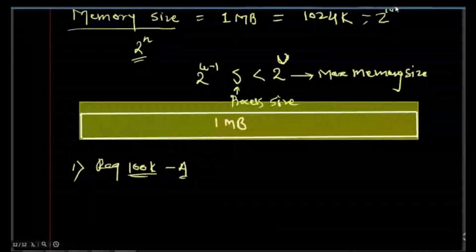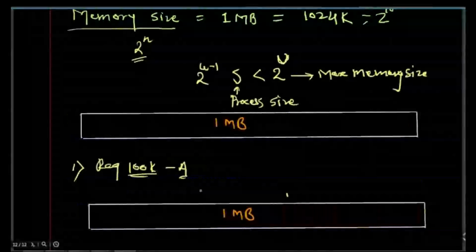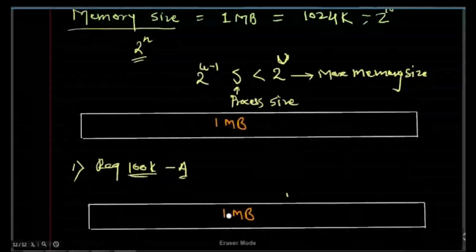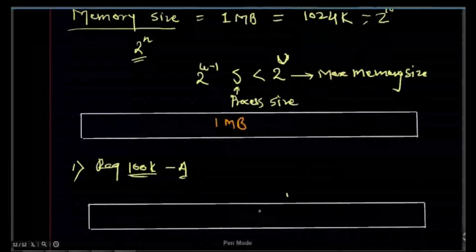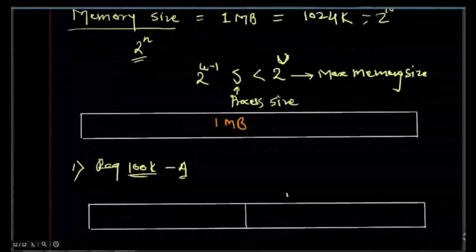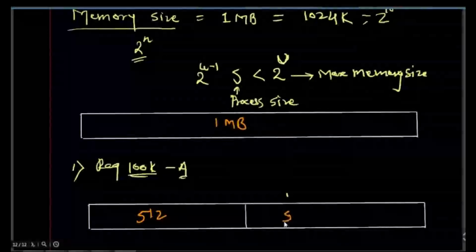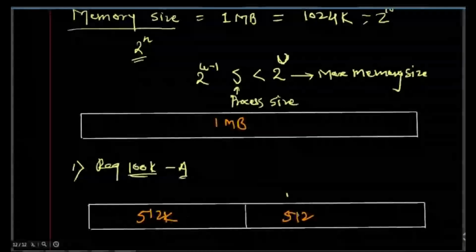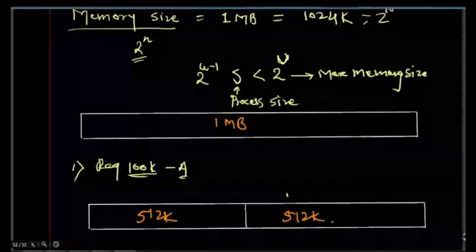So the first request is for 100K. 1 MB is very large to accommodate the 100K. So we will divide this memory into smaller partitions, as 512 and 512 each. 1 MB, which is equal to 1024K, is divided into 512K and 512K.